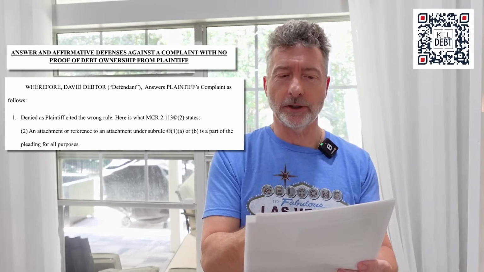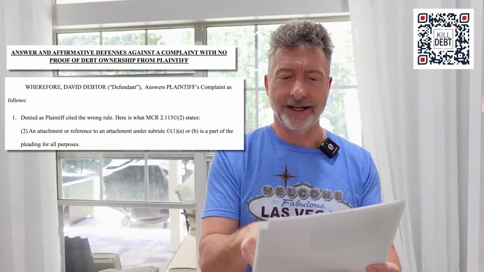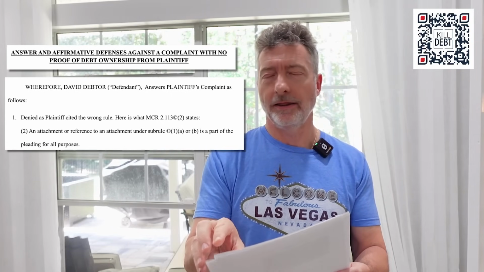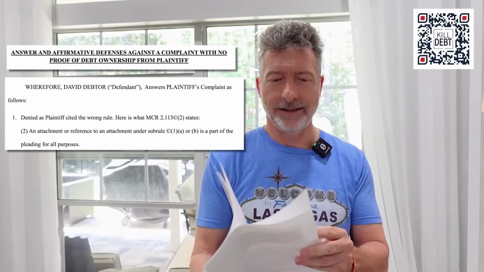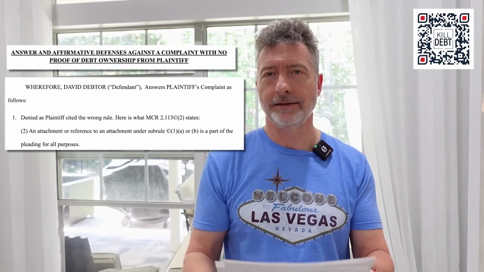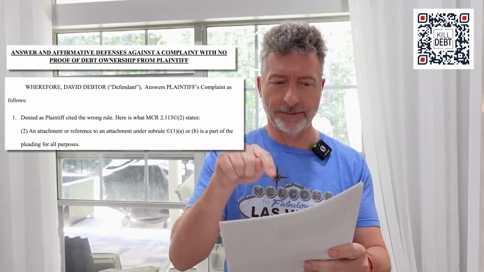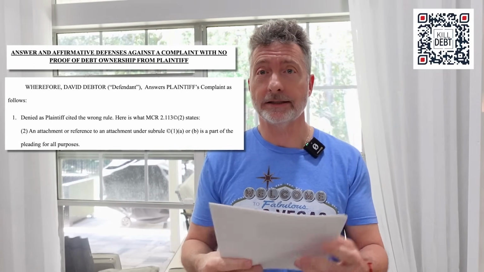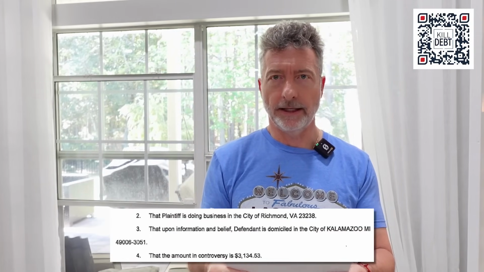2.113C2 states, an attachment or reference to an attachment under C1 or B is part of the pleading for all purposes. That doesn't apply in this context. They're saying there's no other pending cases. That rule doesn't apply. So I point that out to the court. You've got to point out everything as to their deficits. So let's put up number 2, 3, and 4. And that's 2, 3, and 4.